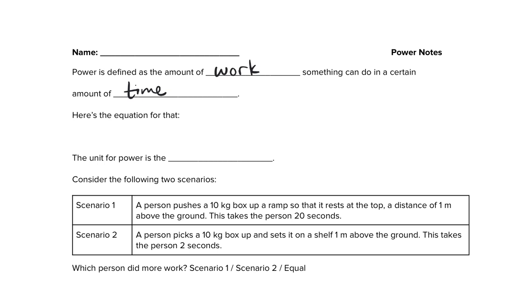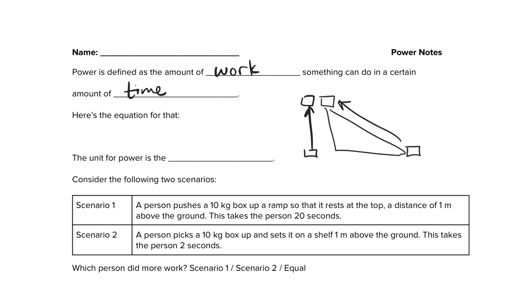One of our examples that we've been using is a person picking up a box from the ground versus somebody moving a box up a ramp from one side to the other. Both of these people are doing the same amount of work because they are accomplishing the same task. They're raising the box the same amount, which gives it the same amount of potential energy, but it's probably going to take one of them longer to do that. So power looks at that relationship between work and time.